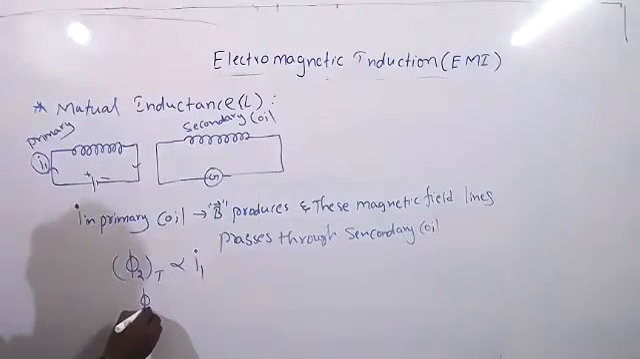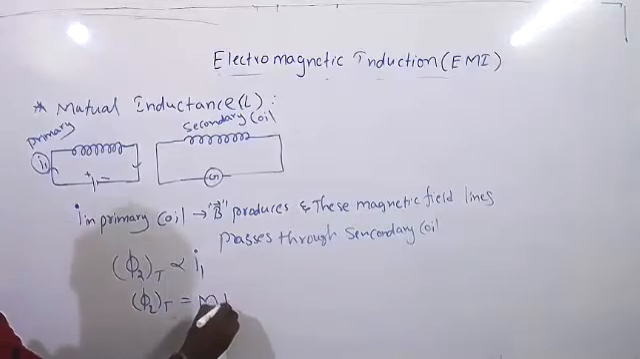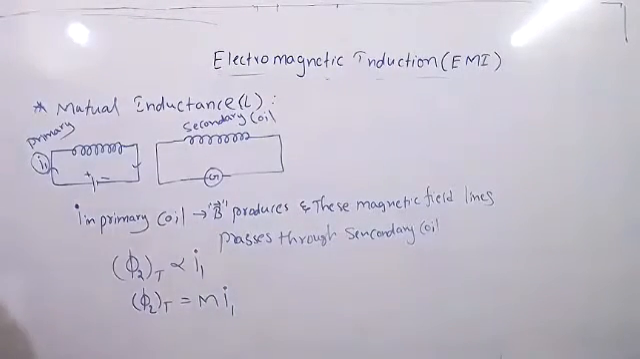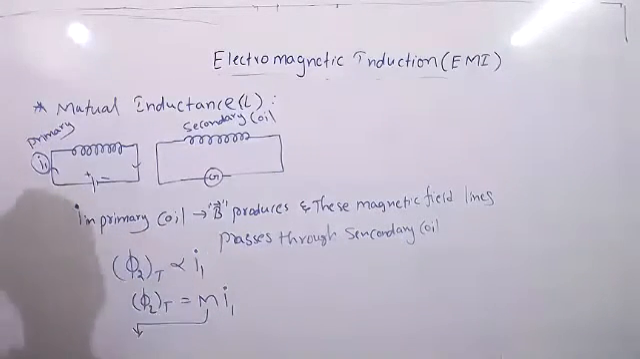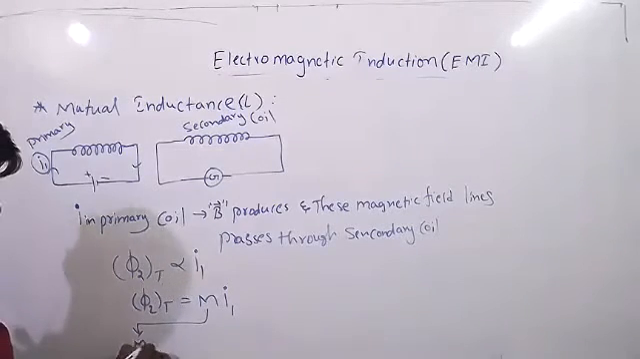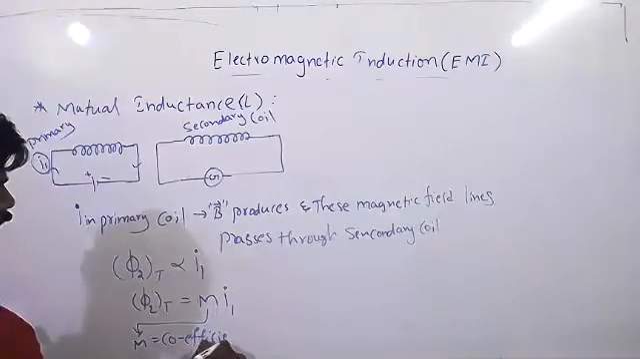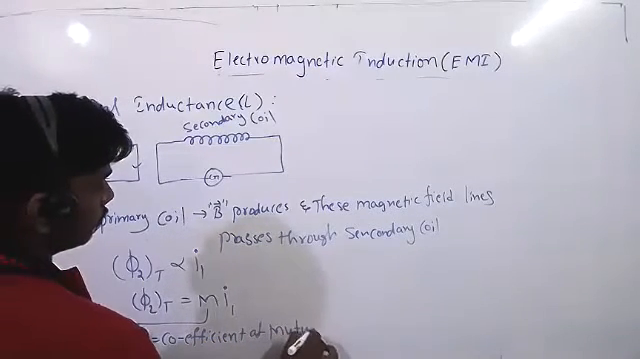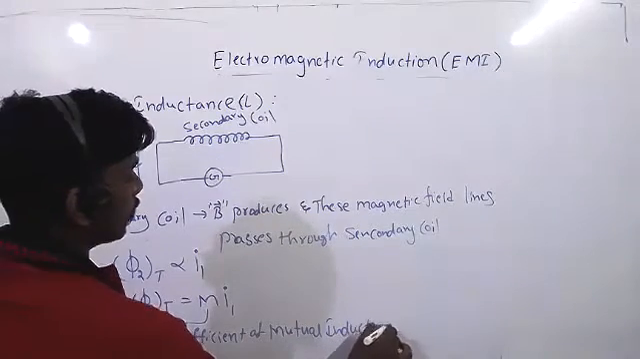Again, the total flux is equal to M I1. Here M is the coefficient of proportionality, the coefficient of mutual inductance, or proportionality constant.